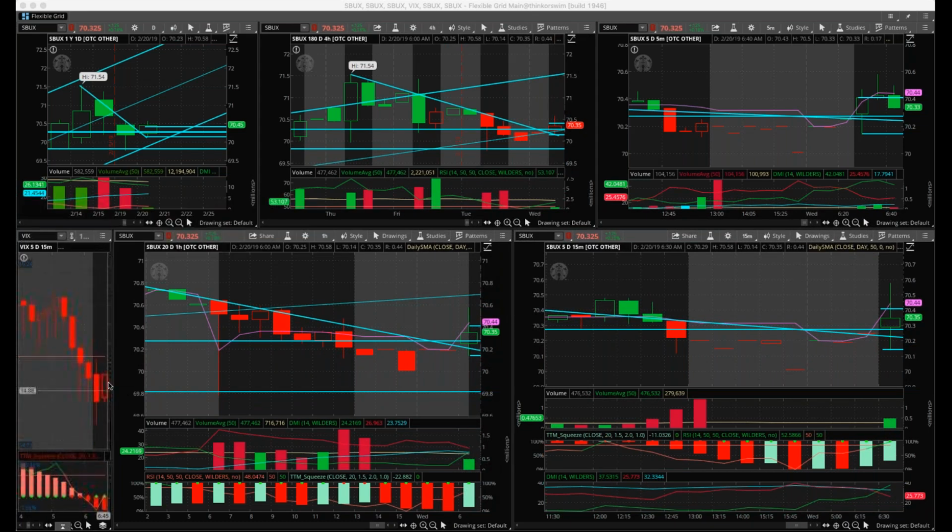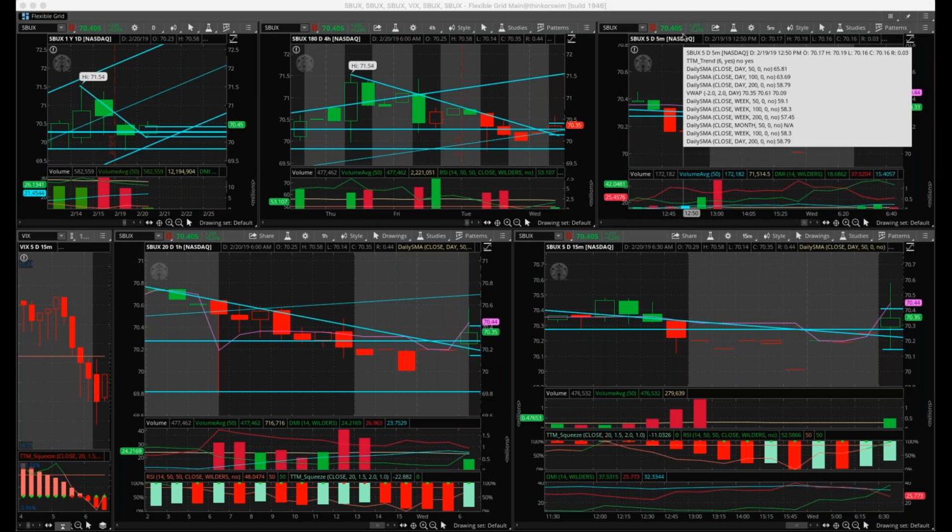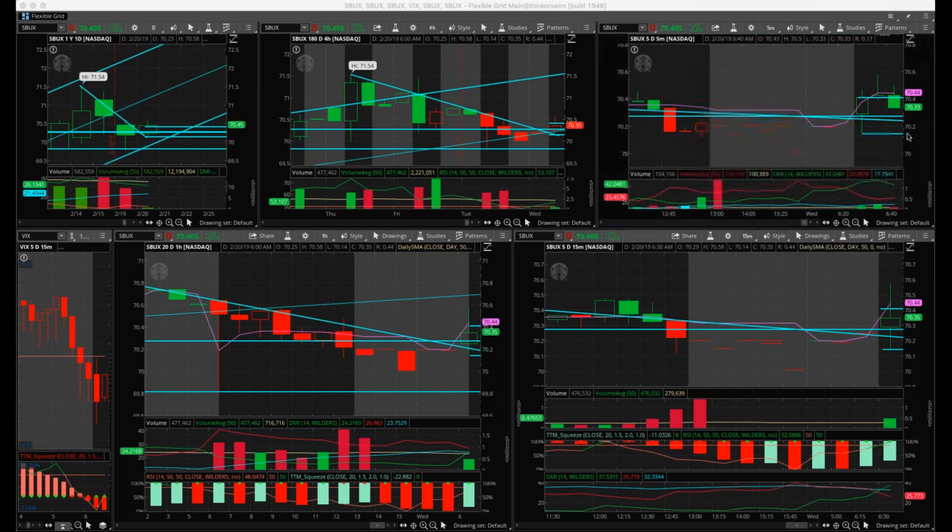VIX is coming back. So now there's a little uncertainty in the market, but it is below a major support of its 200-day. And now Starbucks is back in the 70.40s, so it's back here testing that resistance. See if it acts as support now.